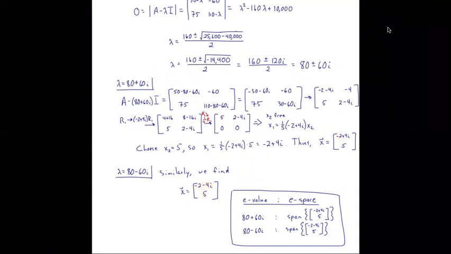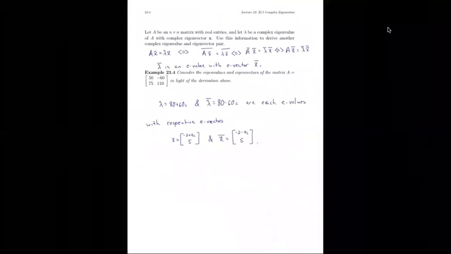Well, it turns out that's a general fact for matrices of real numbers, or n by n matrices with real entries and complex eigenvalues lambda. They're always going to come in pairs.